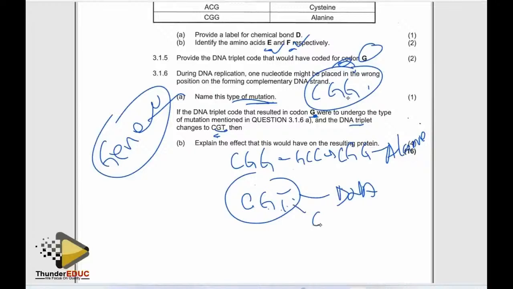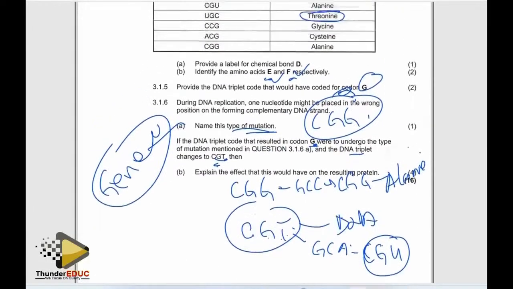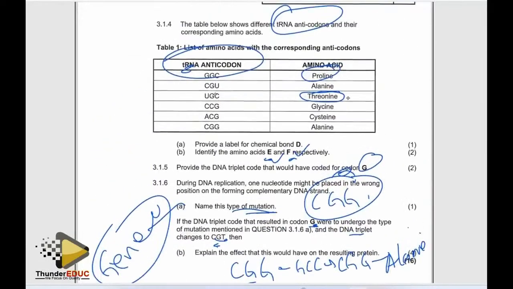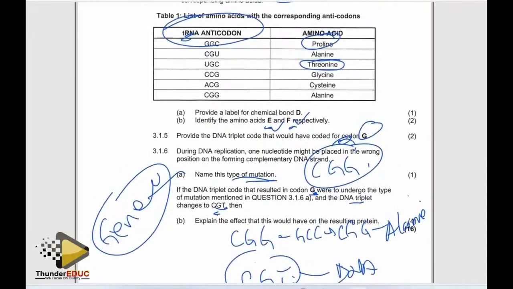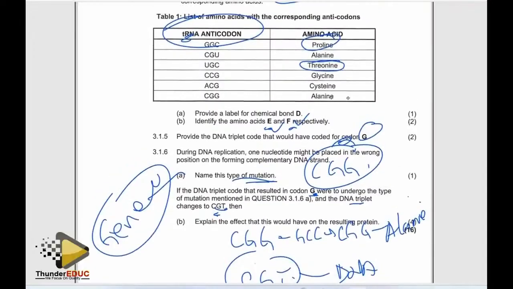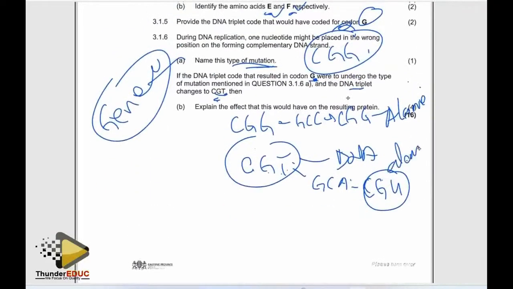And then CGT, I convert it into mRNA, it's going to be GCA, and then I convert it again, it's going to be CGU. So I look for CGU. CGU is alanine. So it's alanine, even this one is alanine. So basically the protein will not change. That's the meaning, guys.